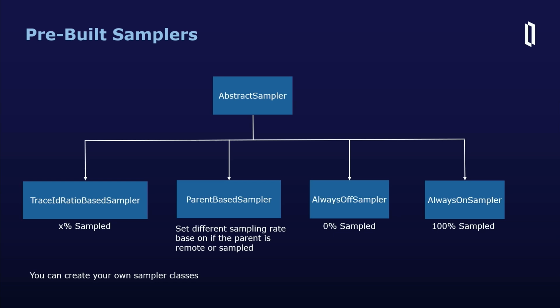There are also two other samplers, the always off sampler and the always on sampler, which you can use to turn on or turn off trace. And you can also create your own sampler classes by implementing the abstract class.